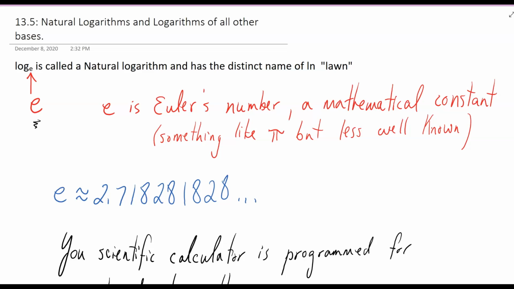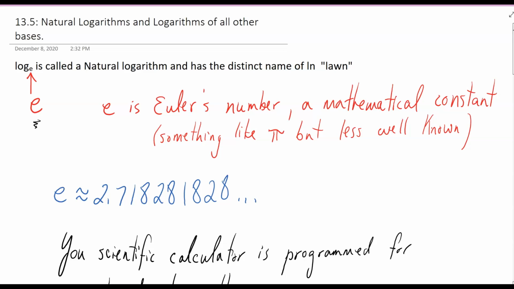So in this video, we'll take a look at natural logarithms and logarithms of all other bases. Now, a natural logarithm is a logarithm with a base e. e is a mathematical constant, which is Euler's number, somewhat like pi, if you know pi already. The approximate value of e, which is an irrational number, is 2.718281828, and so on, forever.